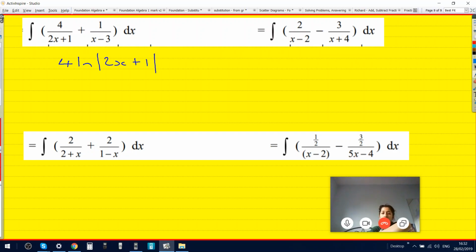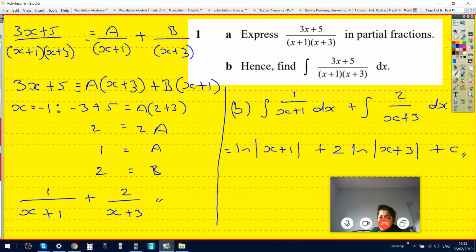Before you feel too good, what is the derivative of 2x plus 1? 2. And so that's the derivative of the function inside the function. I don't know what they mean. So I believe it would be times 1 over 2. Why? It's like with the brackets.